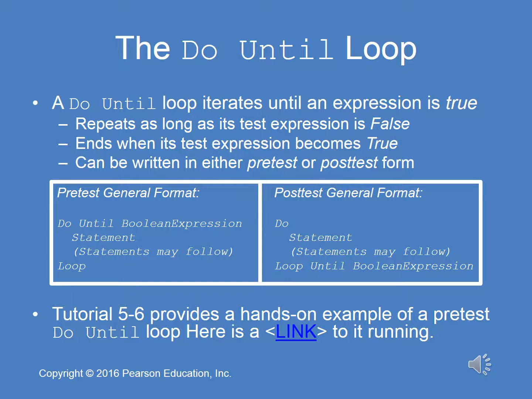Pretest: do until and the Boolean expression and the statements that make up the body, and then the loop keyword. Or the posttest version: do and then the statements which make up the body, the loop keyword, and then until and the Boolean expression. I've provided a link to tutorial 5-6 running, which demonstrates a pretest do until loop. Please take a look. I'm placing the link here and in the timeline.